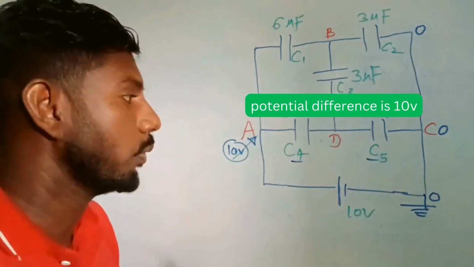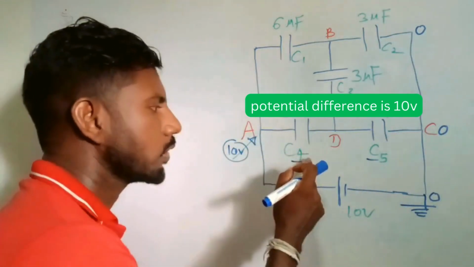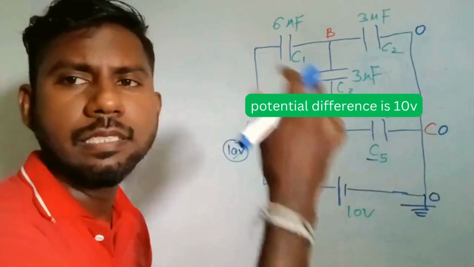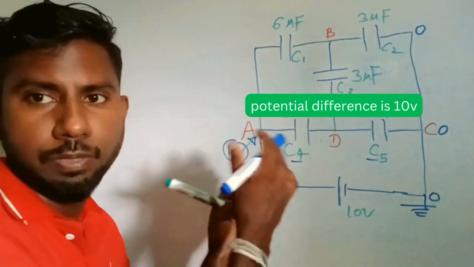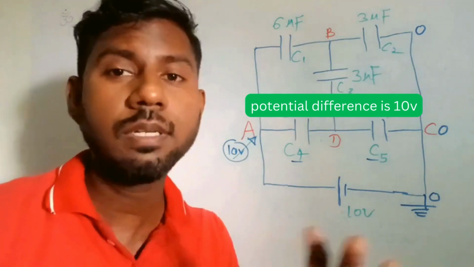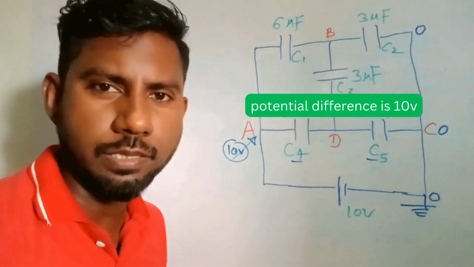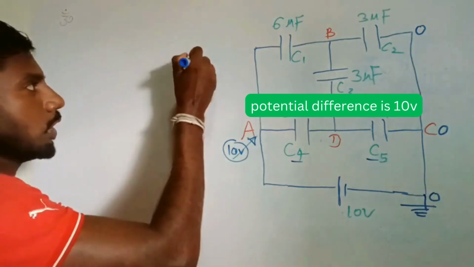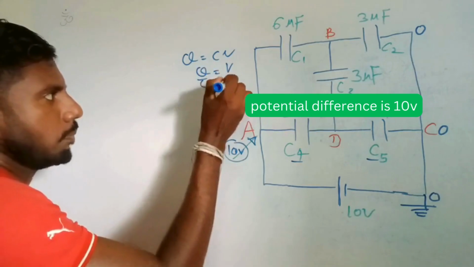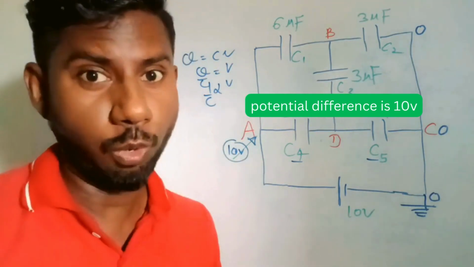So what I have to do is allocate the potentials for C4 and C5. Basically the potential difference across AC is 10. So I'm allocating the potentials now. So what is the connection? You should know the connection. The connection between the potential difference and the capacitance is, let's write it down, Q equals CV. So V equals Q over C, V is proportional to 1 over C. That you should know, right?